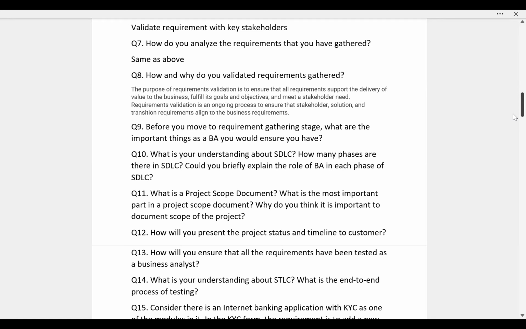Whereas in waterfall it happens once only. That's why it is called linear sequential. Waterfall is called linear sequential, agile is called iterative and incremental. That is the reason.